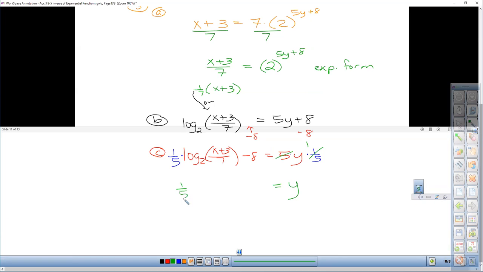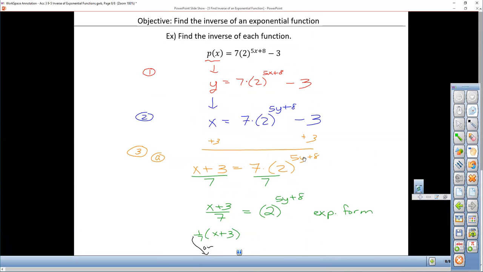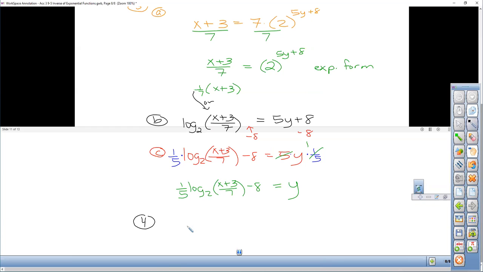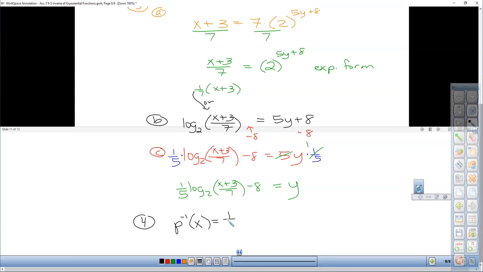And this is my 1/5 times my log base 2 of the argument x plus 3 divided by 7 followed by minus 8. So now all that remains is to change my y to its inverse notation, which, given I think our function was p, yes, it will be p inverse. So we have p inverse of x equals 1/5 times the log base 2 of x plus 3 divided by 7 followed by minus 8.